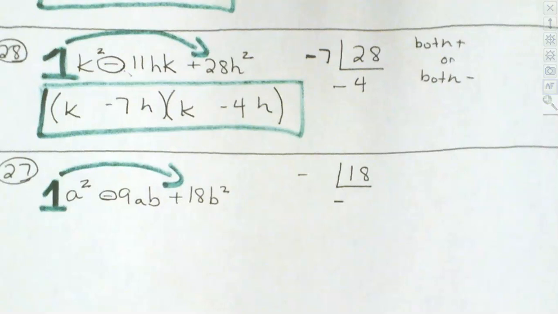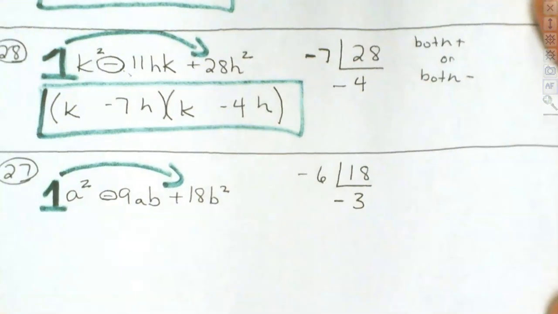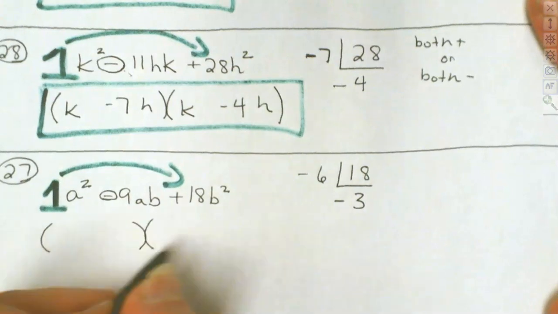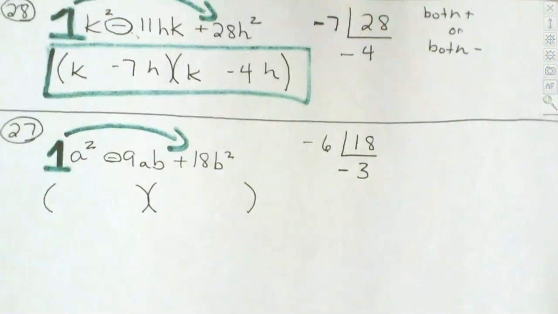So the numbers that we're going to be using here are 6 and 3, because 6 and 3 gives you 9 when you add them together. 6 times 3 is 18. We can bypass grouping. You can do grouping if you want, but if you can avoid it, avoid it.